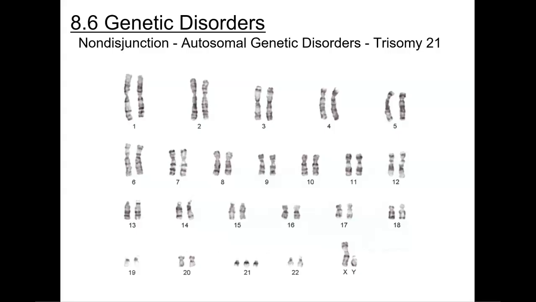With this, we see the non-disjunction in autosomal genetic disorders with trisomy 21 here. And so 21 tells you the chromosome, and you see that there are 3 there, so that's your trisomy. And remember, this is called a karyotype that you're looking at.